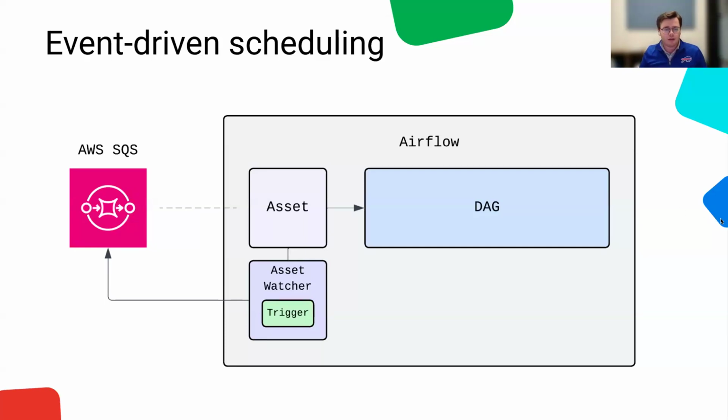So when a message lands in SQS, we actually have what's called an asset watcher in Airflow, and an asset watcher has a trigger. It's polling that SQS queue for when a message lands. It yields a trigger event, and it also deletes the message. From there, a DAG is triggered, and that's the nature of what we've seen implemented so far for event-driven scheduling. Queue-based, we're able to delete that message, and then from there, trigger the DAG.